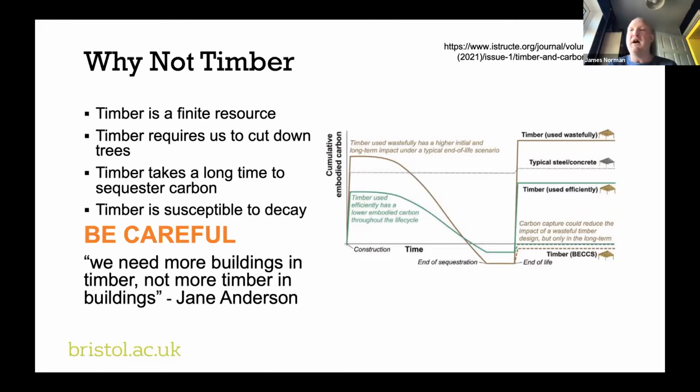Timber takes a long time to sequester carbon. It is not a quick growing crop. We don't plant trees and a year later they're ready for felling. It takes anything from 30 to 70 years to grow timber. And therefore, it's not a quick crop to be replaced. So if we use loads of the stuff, we're not going to quickly replace it. It's going to take a long time. We need a significant plan for growing more timber to enable us to use more timber.